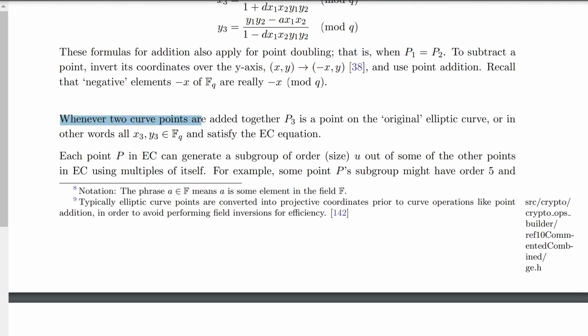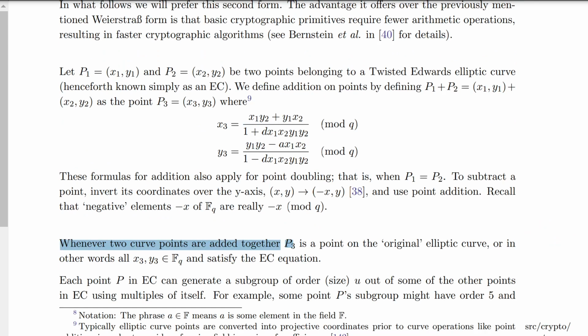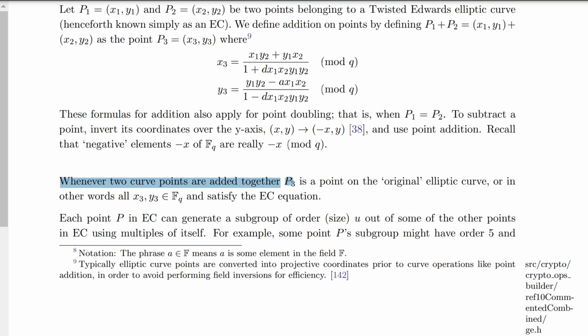So whenever we're adding points together, the result P3 that we get as defined by this addition process is going to be a separate point that is on the elliptic curve, which is just to say it satisfies the equation that we're concerned with, and its coordinates, x3 and y3, exist on the field that we're concerned with.